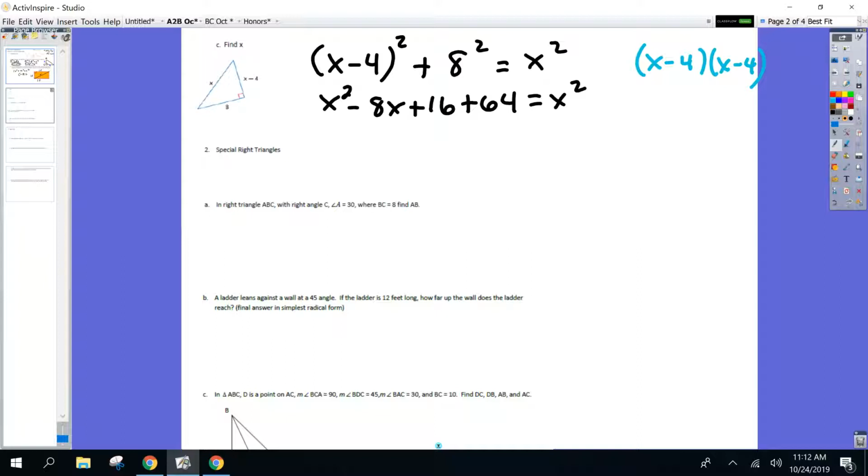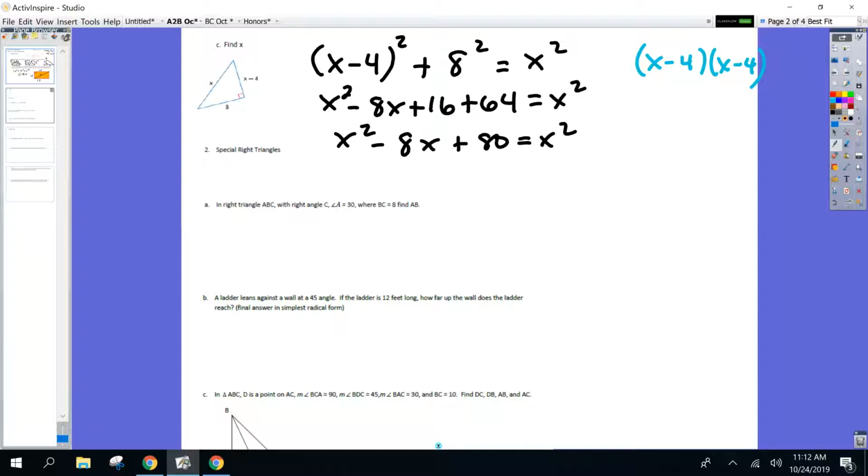I'm interested to see what you're going to do from here. What do you want to do from here? Because remember, I got to solve for x. Rachel, your move? I added the 16 and the 64. Oh, okay. Clean it up. All right. Yeah. x squared minus 8x plus 80.